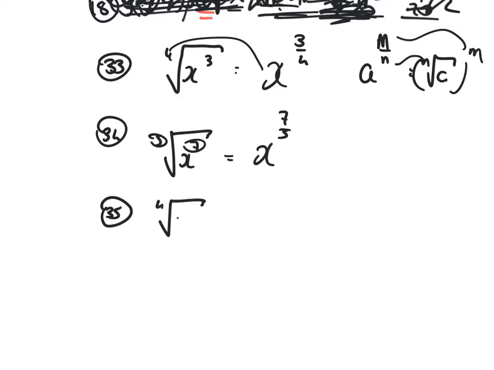And we're going to go for the 4th root of q brought to the power 7. So that number down bottom, that number up top, q to the power 7 over 4.